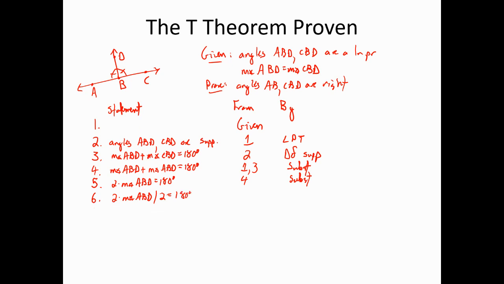So divide both sides by 2. That comes from line number 5 by division, of course. And then we're going to simplify. 2 over 2 is 1. So the left side is simply the measure of ABD. 180 degrees over 2 is 90 degrees. So we simplified, which we call substitution.